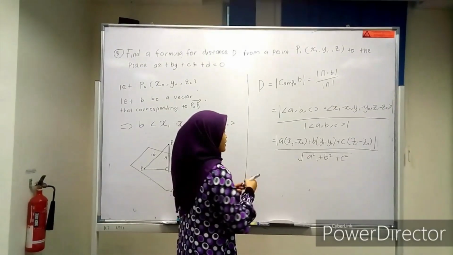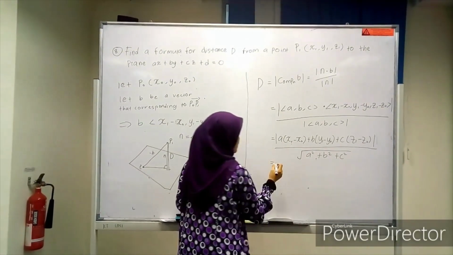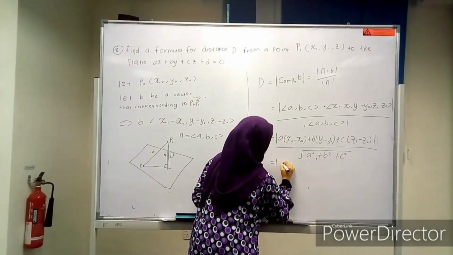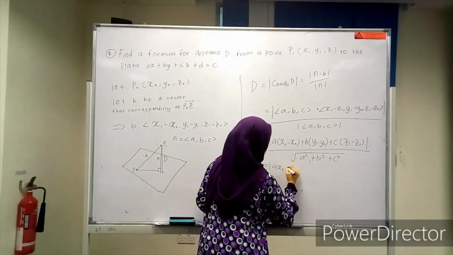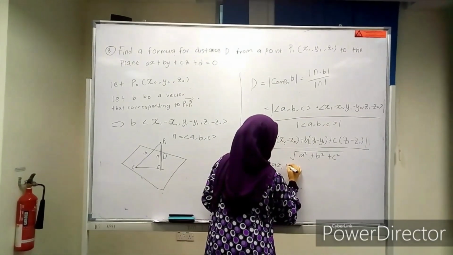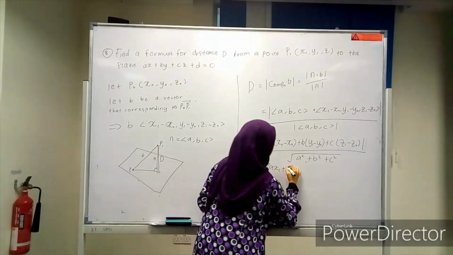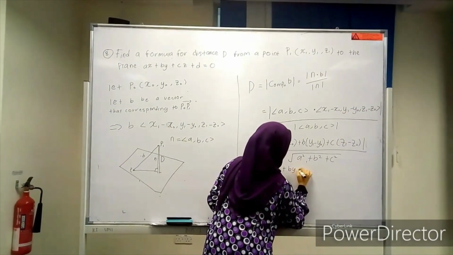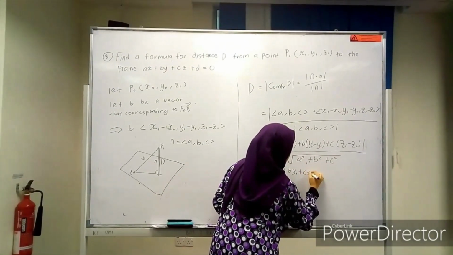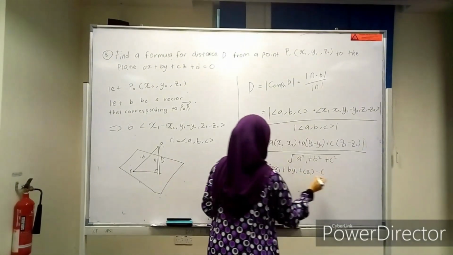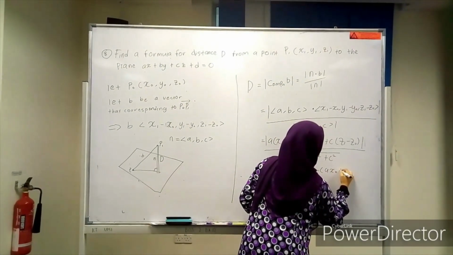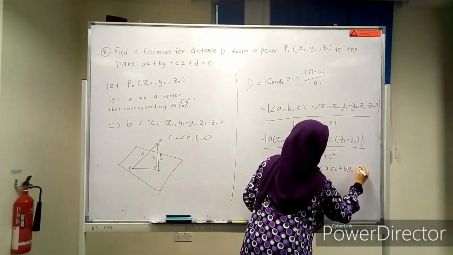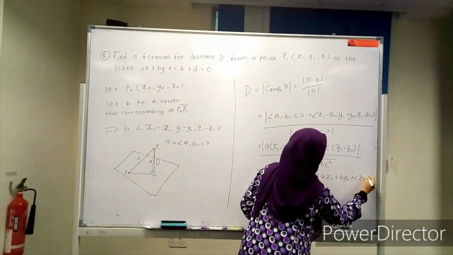And we expand and write it like this: ax1 plus by1 plus cz1 minus ax naught plus by naught plus cz naught.